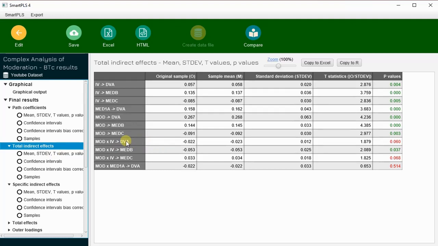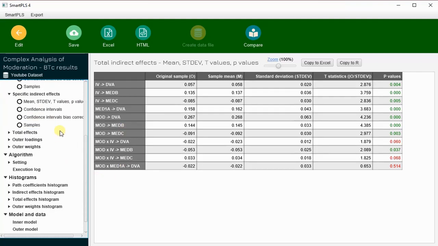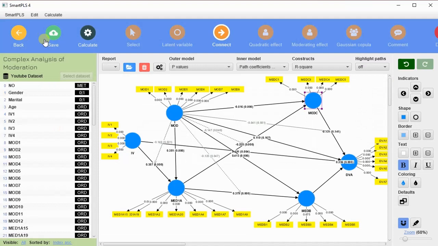In this scenario you can also examine the total effect. Total indirect effects I have explained in my previous videos, especially when I talked about the mediation analysis. You can check there. One more thing I should show you here: as I have drawn 1, 2, 3 and 4 moderating effects, we will have 4 different moderation graphs.